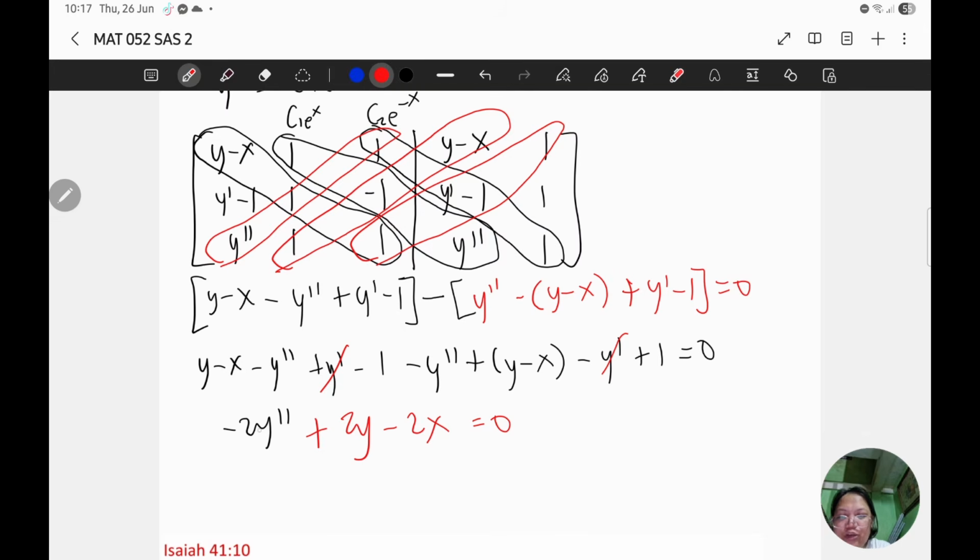Then make sure that the first term is positive. So we will divide both sides by negative 2. Make sure that our highest derivative, the coefficient must be 1. So divide both sides by negative 2. The result here is y double prime, here is negative y, and here is positive x. Then 0 divided by negative 2 is 0. So this is our answer.